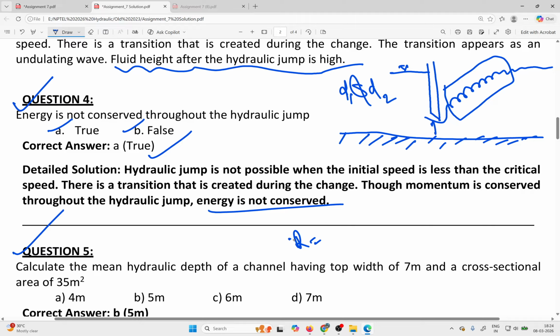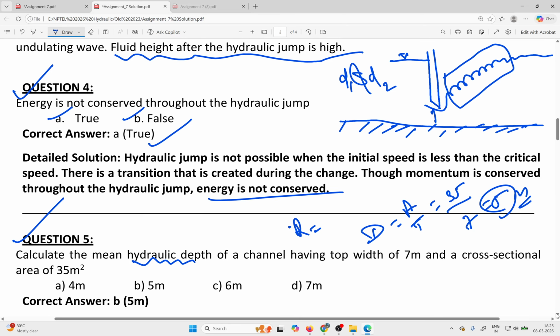Here you do not need to calculate the hydraulic mean radius. Here the calculation is hydraulic depth. Remember, D is equal to A by T. So area is 35 and T is 7, so it will become 5. Remember, when the question asks about the radius, hydraulic mean radius, or hydraulic radius, then you will apply area by perimeter.